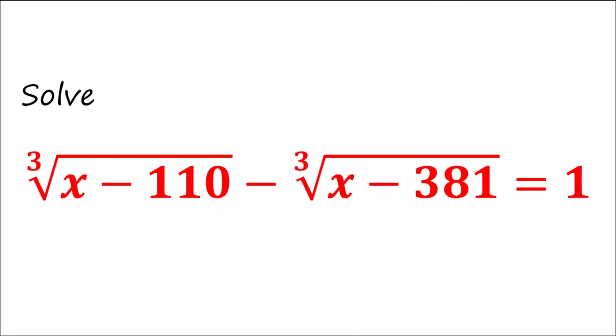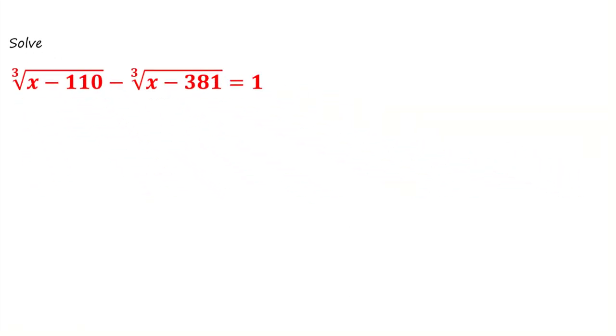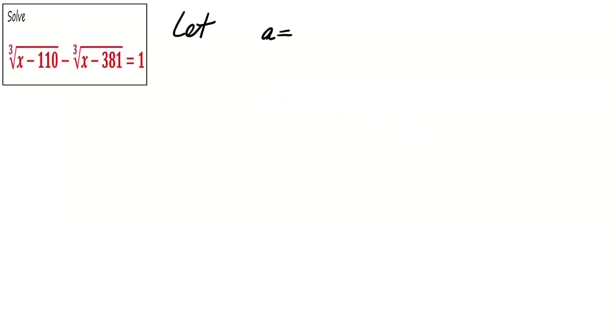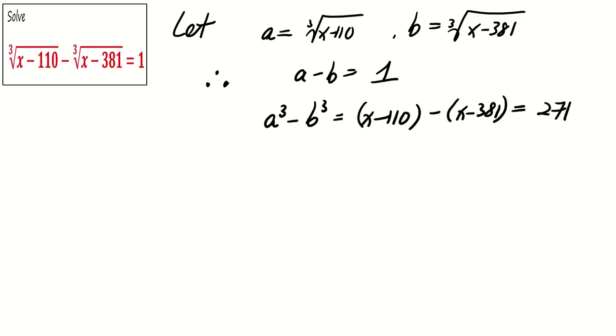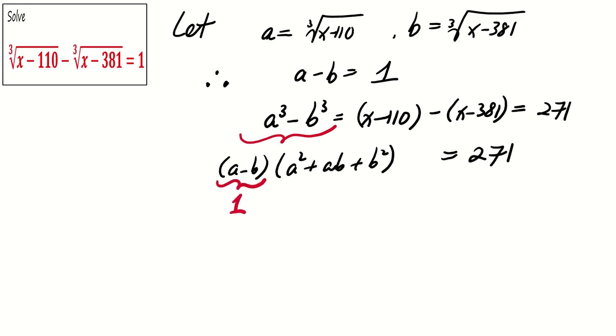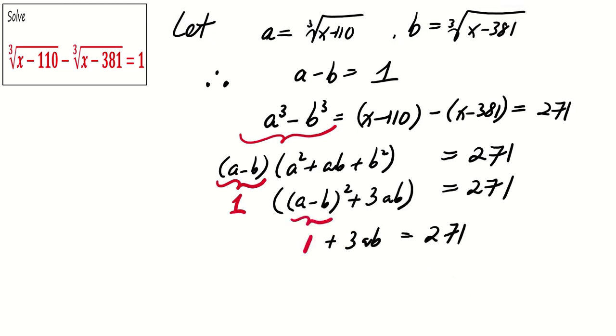Now, let's proceed to solve the problem, keeping in mind that we expect an even number of solutions. Let a be cubic root of x minus 110 and b be cubic root of x minus 381. This implies that a minus b equals 1 and a cubed minus b cubed equals 271. Using the formula, a cubed minus b cubed equals a minus b times a squared plus ab plus b squared, and the condition a minus b equals 1, we obtain the following. After some calculation, ab equals 90.